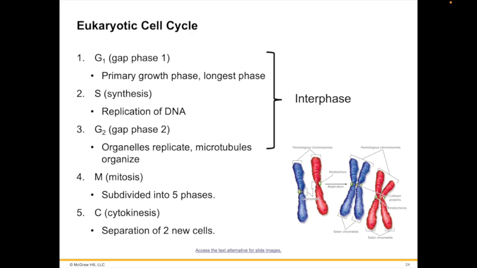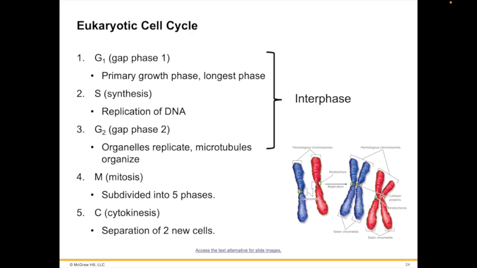G1 is the primary growth phase of the cell cycle. The term gap refers to its filling the gap between cytokinesis and DNA synthesis. For most cells, this is the longest phase. S is the phase in which the cell synthesizes a replica of the genome, so replication occurs.